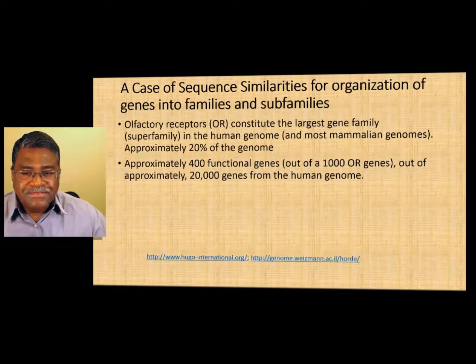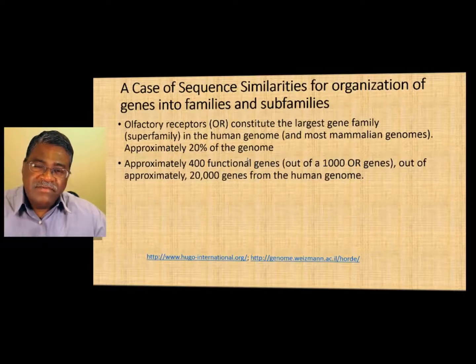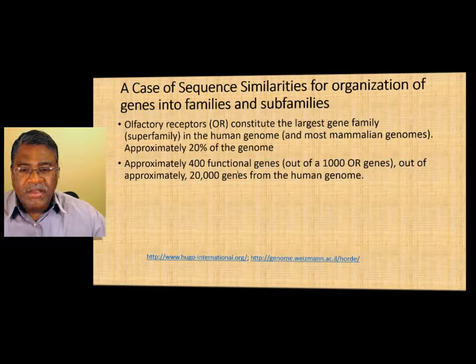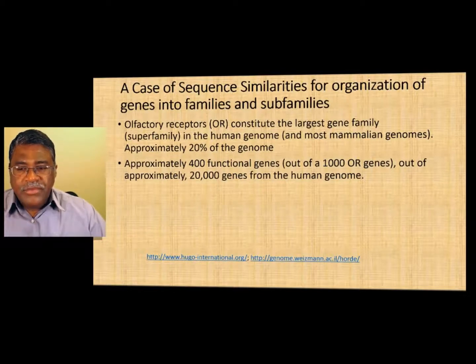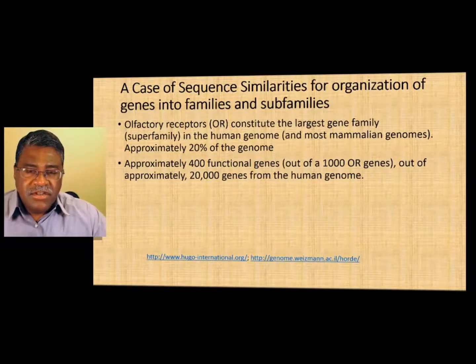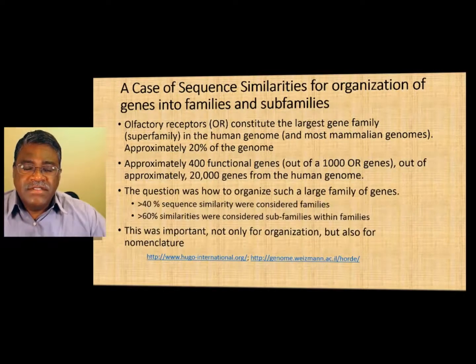Because if you look at the functional genes in rat, mouse, dog, etc., you'll find a lot more functional genes in these lesser species, where they have to rely more on their sense of smell. At least this is one theory. There are several competing theories as to why we currently have about 400 functional genes out of 1,000. If you consider 1,000 out of 20,000, that's a pretty big number for genes. So when people extracted this information from the human genome, they said, how do we organize this large family of genes?